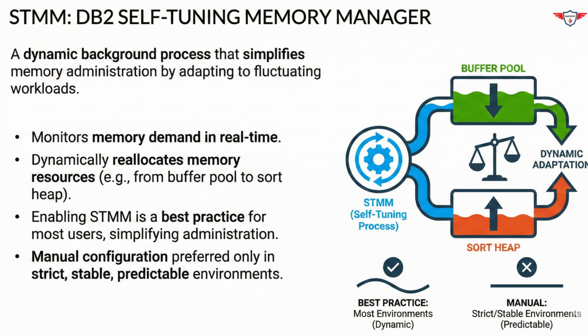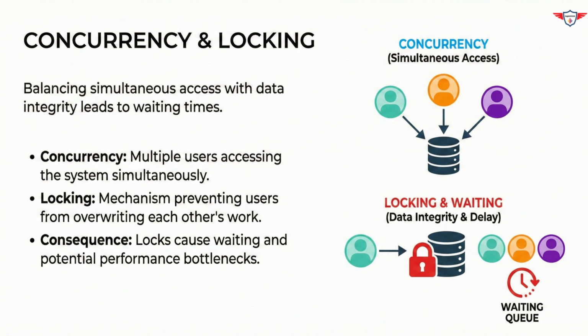However, in very strict, stable environments where predictability is more important than flexibility, some advanced administrators prefer to set values manually. Moving on, we have concurrency and locking. Concurrency is the ability for multiple users to access the system at the same time. Locking is the mechanism that prevents them from overwriting each other's work.